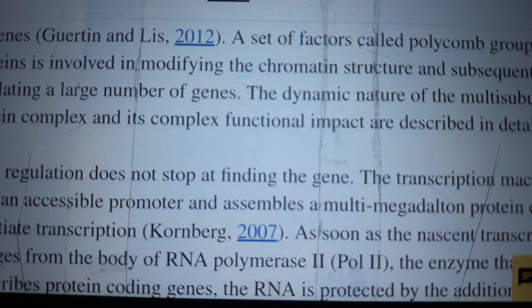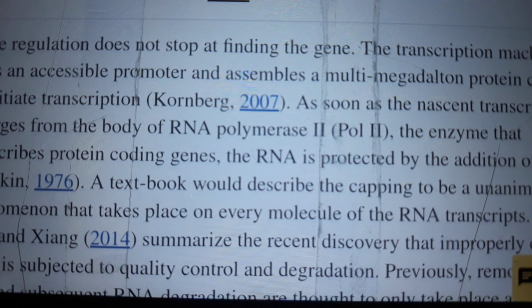A set of factors called polycomb group (PcG) proteins is involved in modifying the chromatin structure and subsequently regulating a large number of genes. The dynamic nature of the multi-subunit protein complex and its complex functional impact is described in detail here. While gene regulation does not stop at finding the gene, the transcription machinery finds an accessible promoter and assembles a multi-megadalton protein complex to initiate transcription.